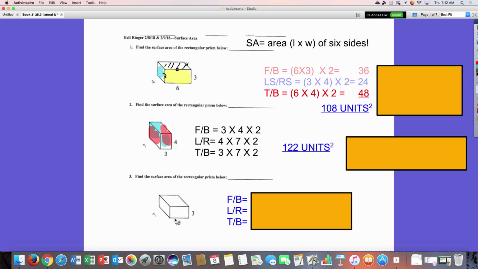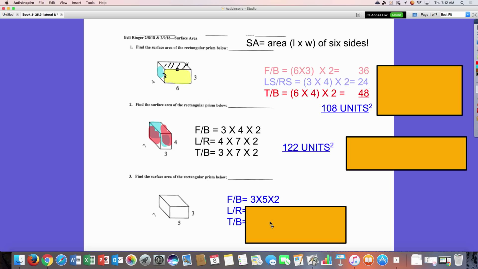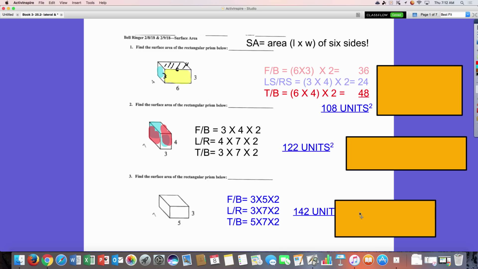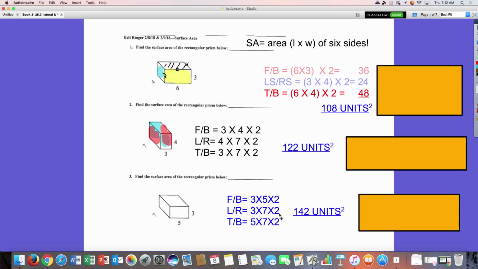And our last one, the front side is 3 times 5 is 15. We got 2 of those, right? Front and back. Left and right, 7 times 3, 21. Times 2, 42. And the top and the bottom, this part right here, the base that it's sitting on, 5 times 7 times 2. You should have got 142 units. And don't forget the square units for the area. I know you did great on that.